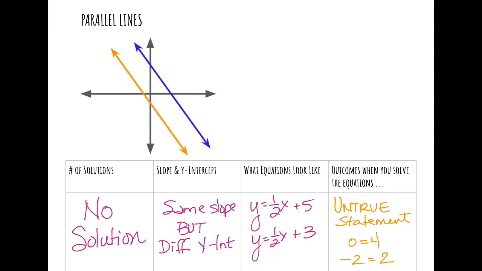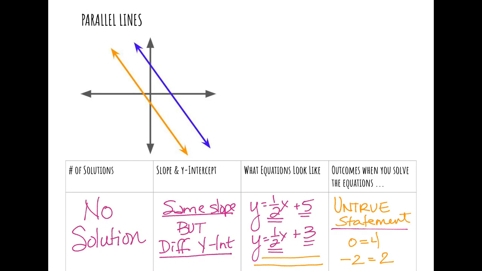and we need to find some way of double checking. One way of double checking would be to put those lines both in slope-intercept form and see if we have the same slope but different y-intercepts. If that's the case, then we know we have two parallel lines. They'll never share a point, and so the system would have no solution.